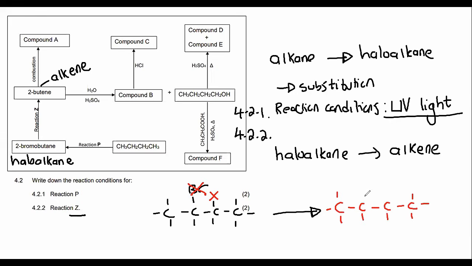So you would have that over there. And so you can see that we have eliminated the bromo and the hydrogen. So we've taken away those two. And so because of that, we have to put a double bond in order to fix that up. So we can definitely go from a haloalkane to an alkene.